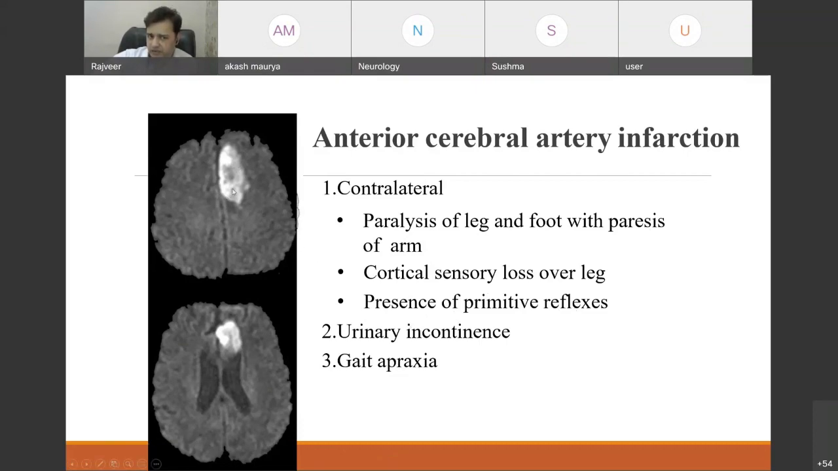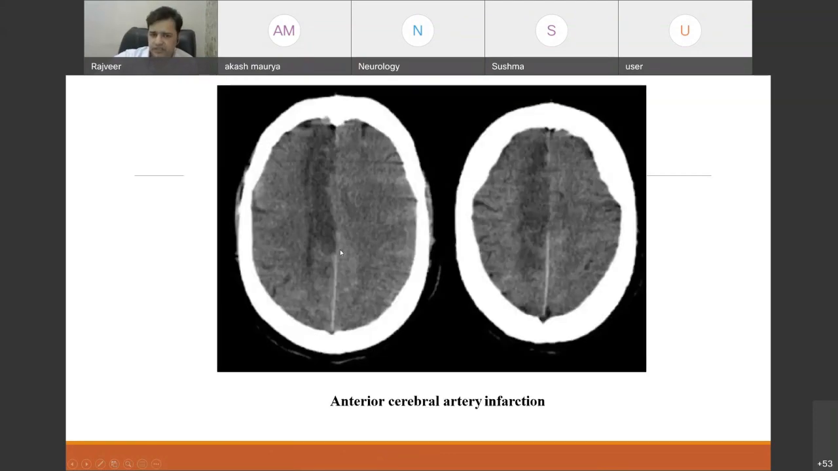And this area also constitutes the urinary fibers. So there may be urinary incontinence. And this area also has gait fibers, so the patient may have difficulty in walking and gait apraxia. You can see this is ACA territory infarction. This is again a CT scan showing the infarction in the ACA territory. You can see this hypodensity in the middle area of the frontal and parietal lobe.